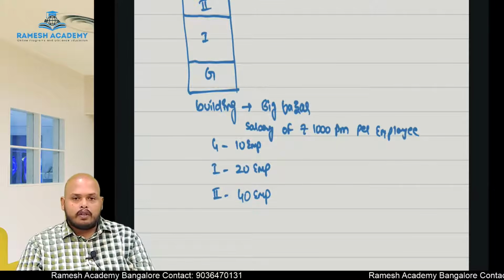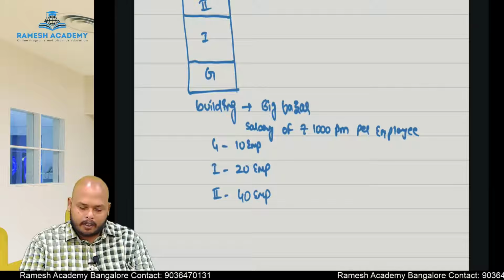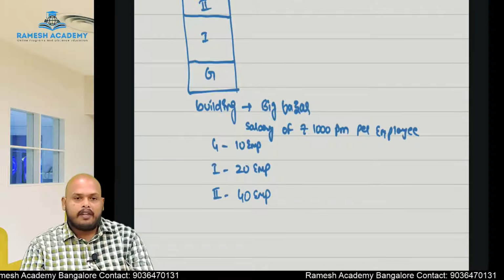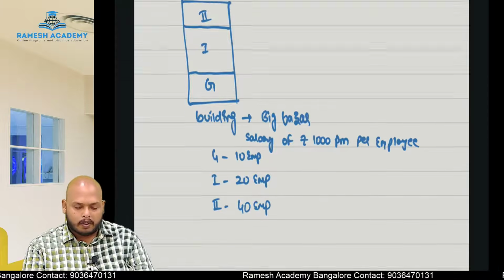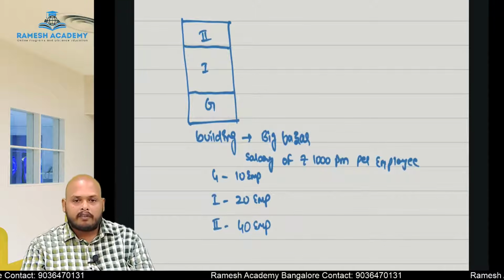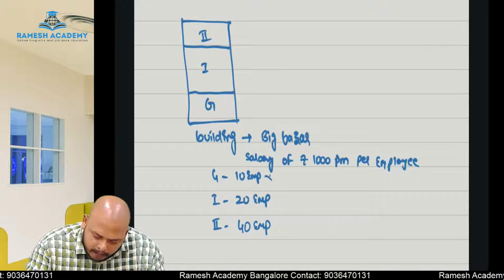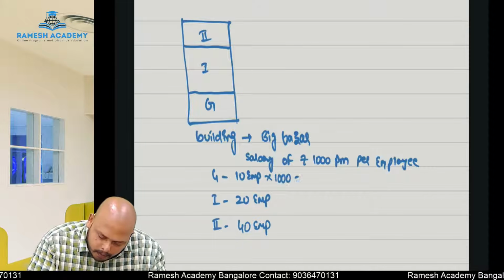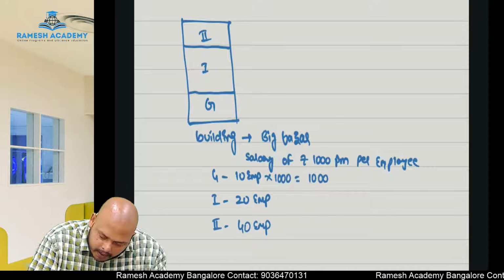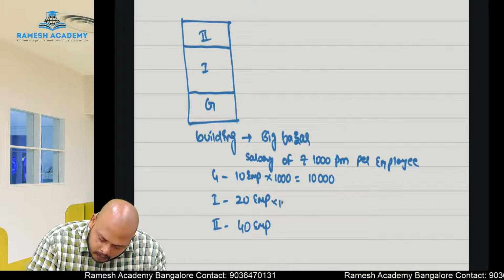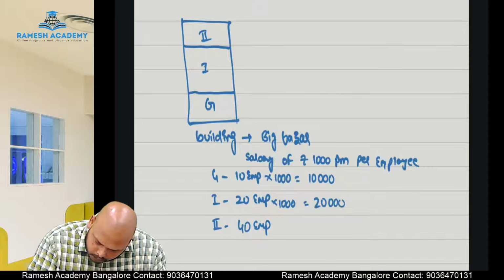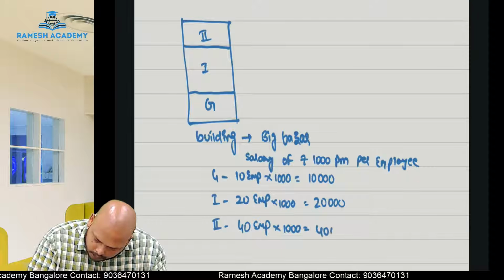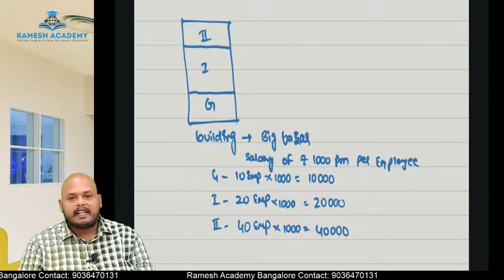So in the ground floor, how many employees are working? 10 employees. Means we can calculate directly, because we know the count of employees. How much are we paying for one person? 1000 rupees. So the salaries here will be 10,000. Here 20,000. Here 40,000. Means we can calculate directly.